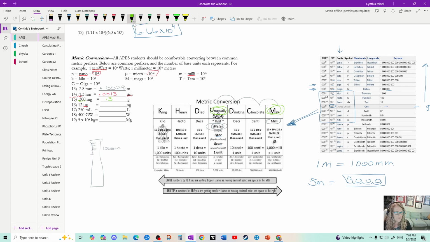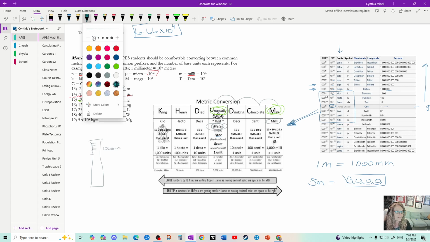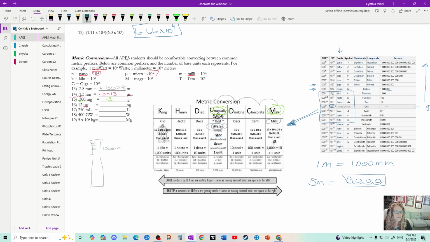Okay, 12 micrograms. Let's use this funky color. All right, so micrograms is this 10 to the negative 6, and we're going to nanograms. What is a nanogram? So now we're going the other way. We're going from a big thing to a smaller thing, so this number is going to get bigger. There's a difference still of 3, so we're just going to multiply it by 1,000. So it's just going to be 12,000 nanograms.